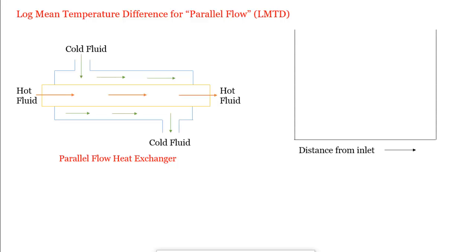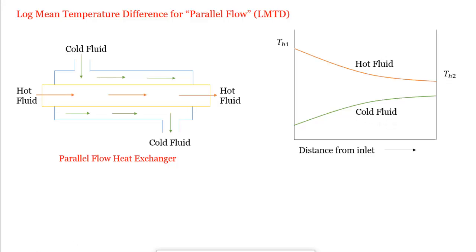Now we draw the temperature distribution over this plate. It has distance from the inlet, which means here we have 0 and here we have L, that is the length. The hot fluid flows from left to right, so this is the curve. The hot fluid exchanges heat with the cold fluid, so its temperature goes down. That's why this curve moves from higher to lower, and it has the inlet temperature TH1 and outlet temperature TH2.